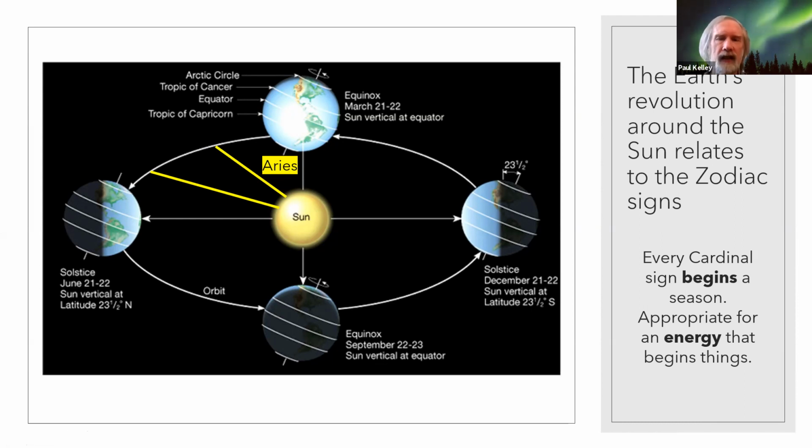Okay, so this is, again, the tropical zodiac. It's called tropical because it relates to the tropics: the Tropic of Cancer, the equator, the Tropic of Capricorn.